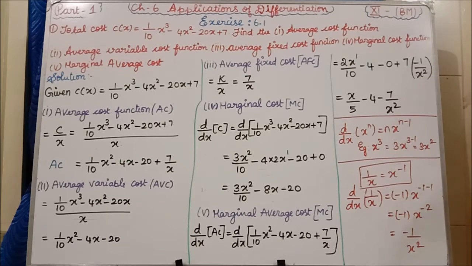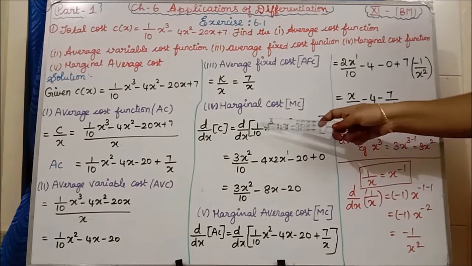Clear? Now you have become very familiar, so you should not write out this step each time. You can directly go for it. If I say x cube, immediately you have to say 3x square. The differentiation of x cube is 3x square. The differentiation of x power 7 is 7x power 6. Like that you have to say.